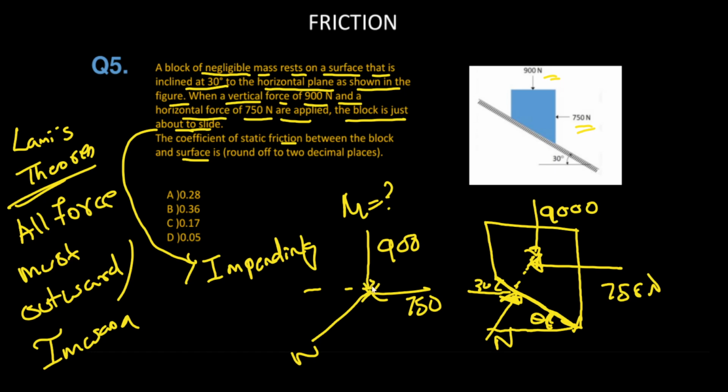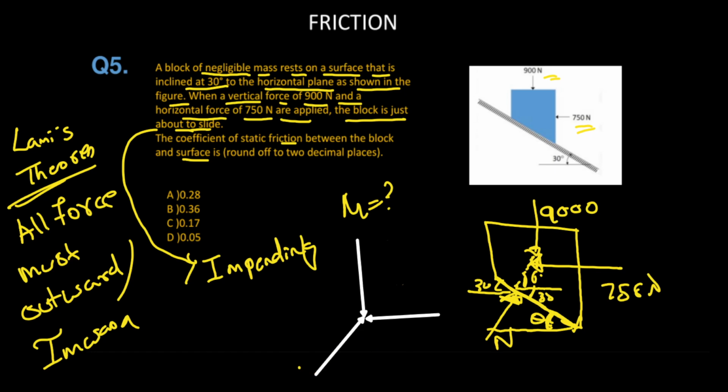So this angle is 30 degree, this is 60 degree, and this is also 60 degree. Getting my point? So you can apply Lami's theorem and calculate the N value. I will draw this Lami's theorem diagram neatly.